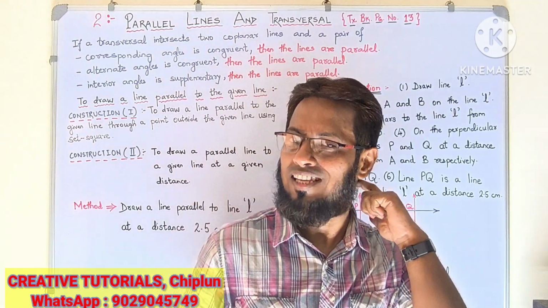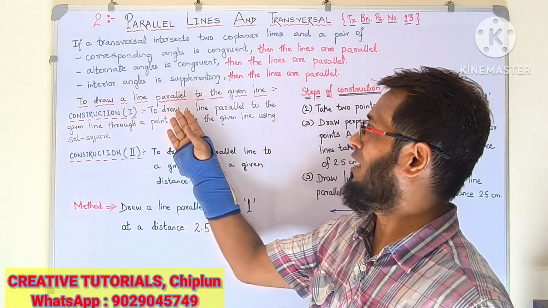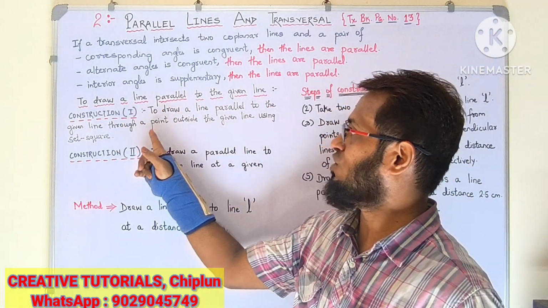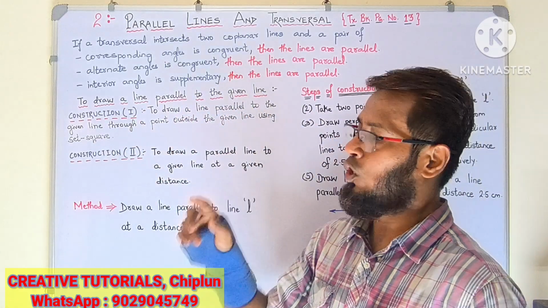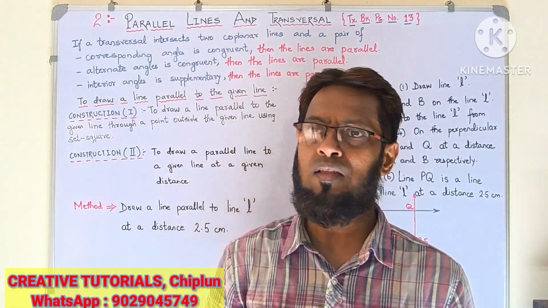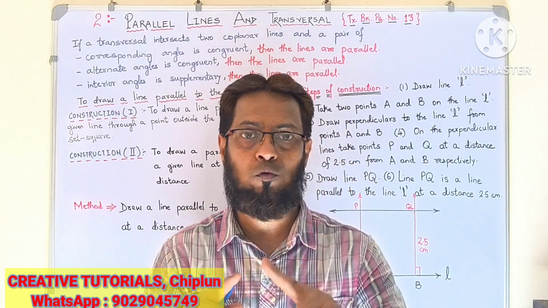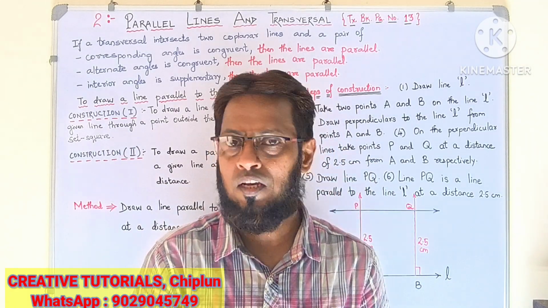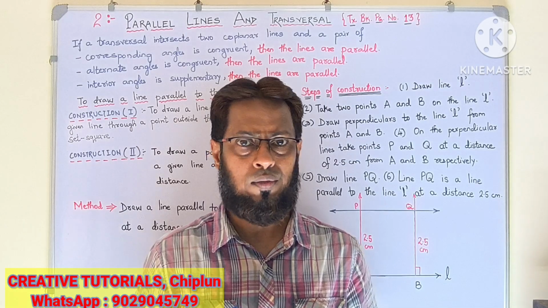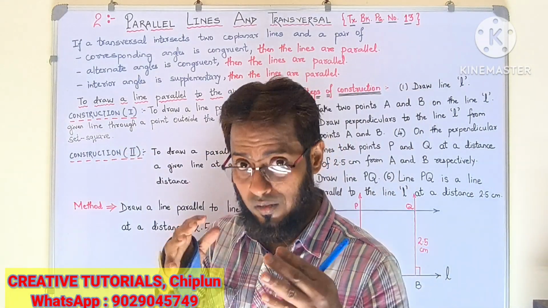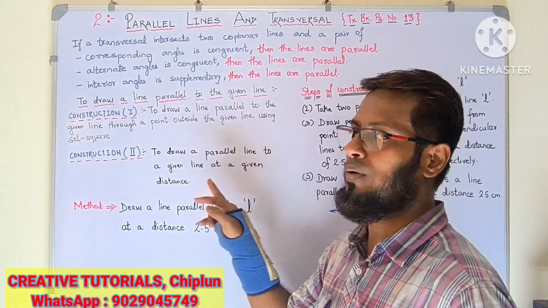Dear children, in our last video, we had seen the first part of the construction about how to draw a line parallel to the given line, where the construction was to draw a line parallel to the given line through a point outside the given line using set squares, right? If you remember, in the previous video I had taught you how to make use of the set squares being given to you of two different measures. One was the 30, 60, 90 degree set square, and the other one was the 45, 45, 90 degree set square, right? And the second construction today, what we are going to see is to draw a parallel line to a given line at a given distance.